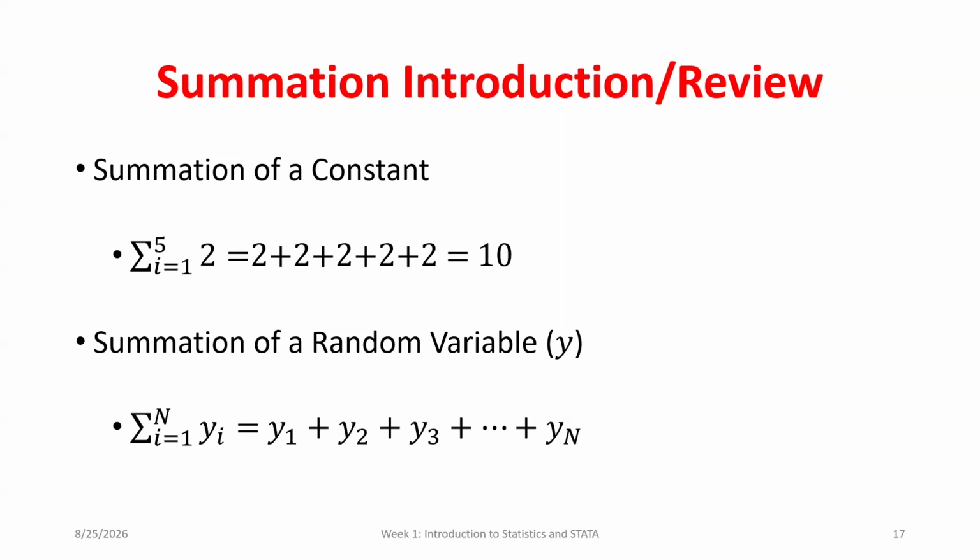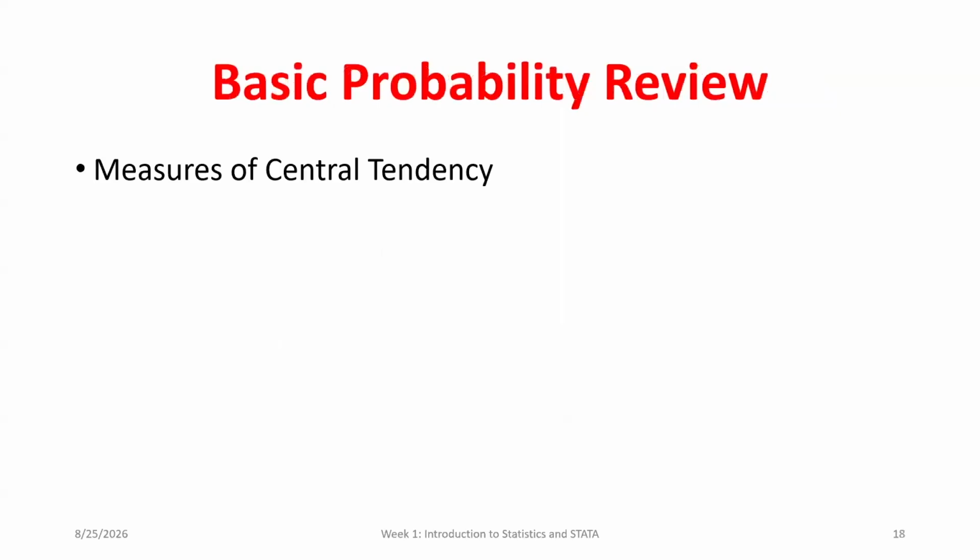And that's where if we have this random variable, we're not adding up 2, right, over and over again. I'm adding up whatever that random variable's value is for each observation I would have in my data set. Okay. So just kind of a review of that summation sign. We'll be using that the whole semester. It'll pop up a lot, right?